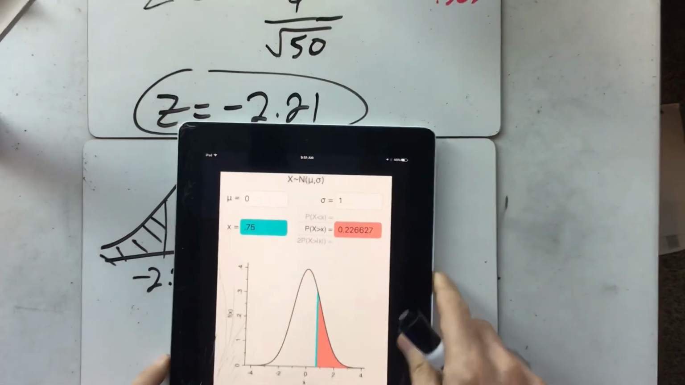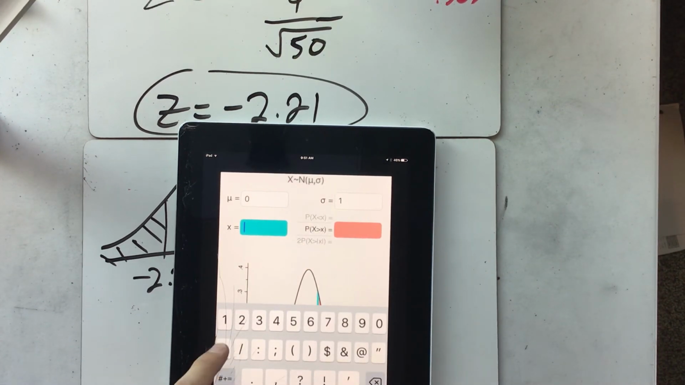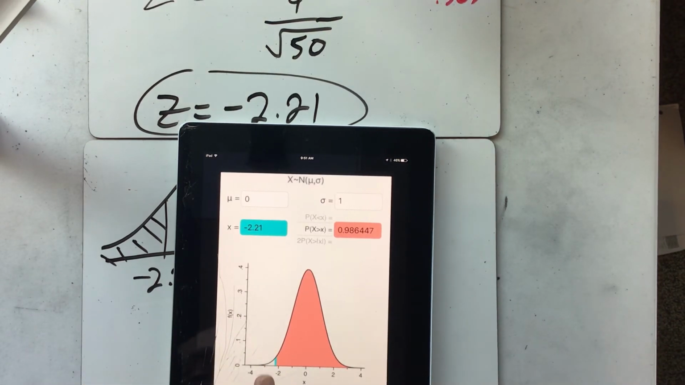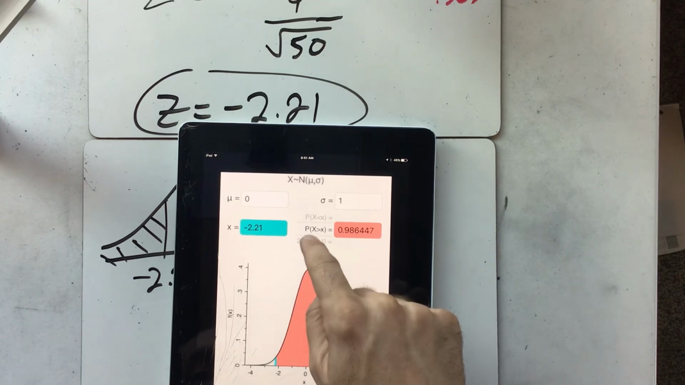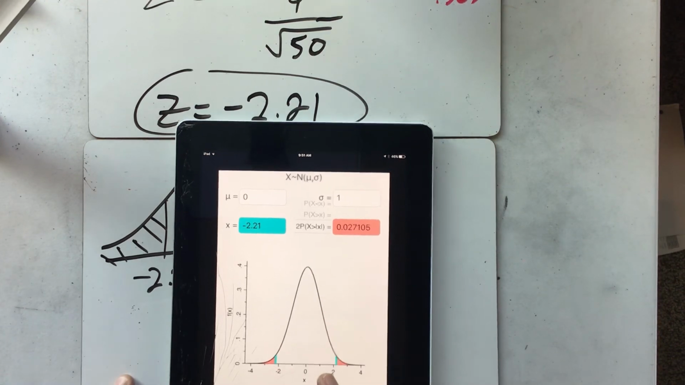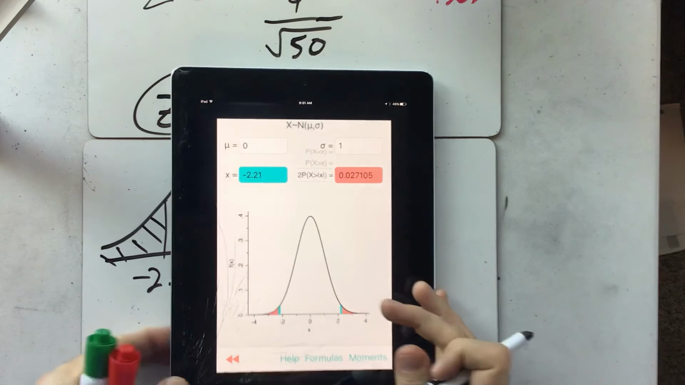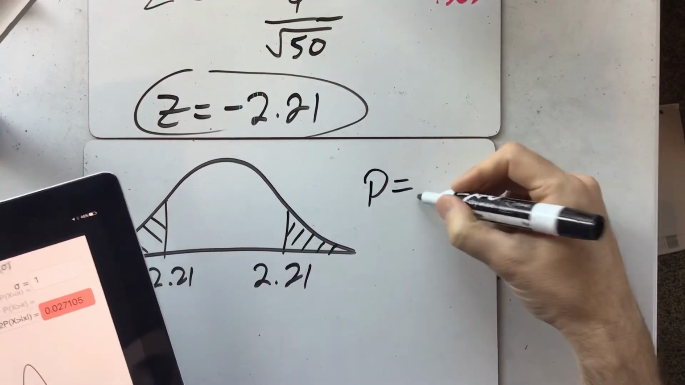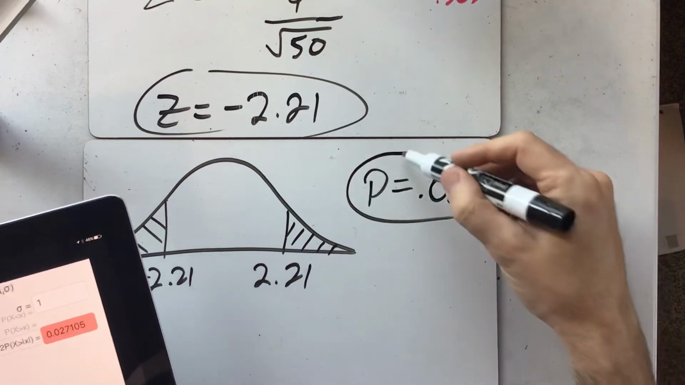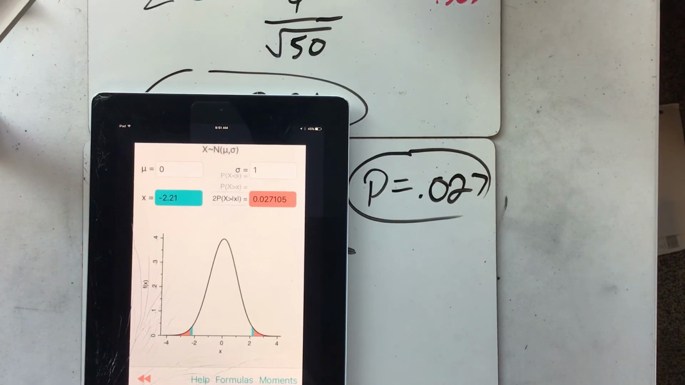So we are on our normal distribution still. We've got 0 and 1. And so we're just going to put negative 2.21 in here and hit enter. You'll see right now I have it set up like a right tail test. If I use this one, it's going to give me a two-tailed test, and now I can see it has my picture looking just the way I want it. It has both the left side and the right side showing up, and it looks like my answer is 0.027. So P is 0.027 right here.